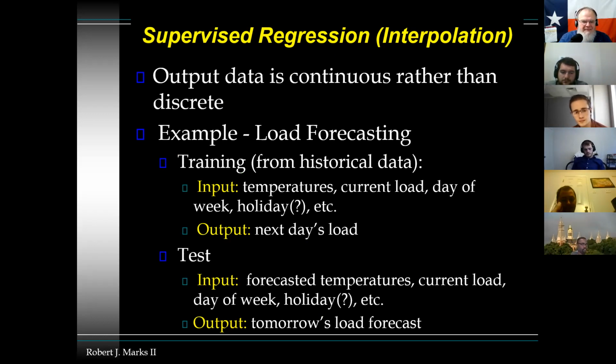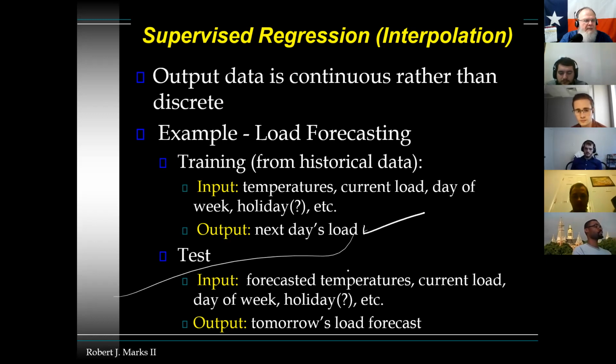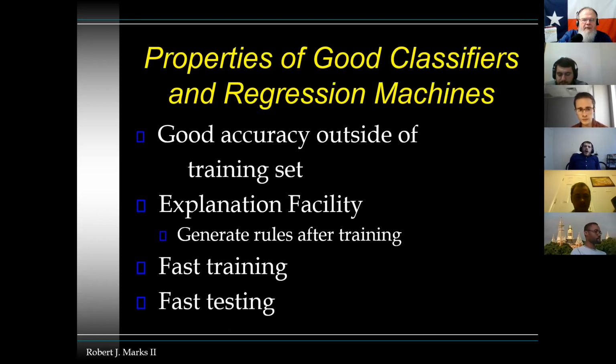So the training was on historical data, and that's the cool part about problems of this sort, is that you have a lot of historical data that you can call upon. And then the test is you put in the same sort of data that you were trained with, and it will give you the output for tomorrow. So this is a classic example of using a neural network for classifying.